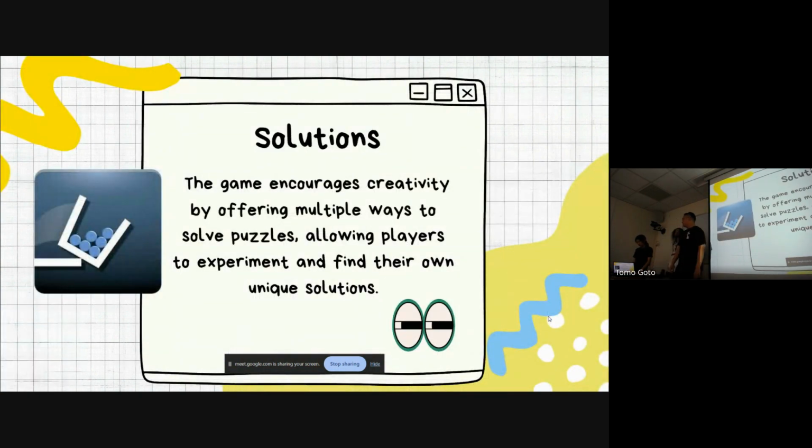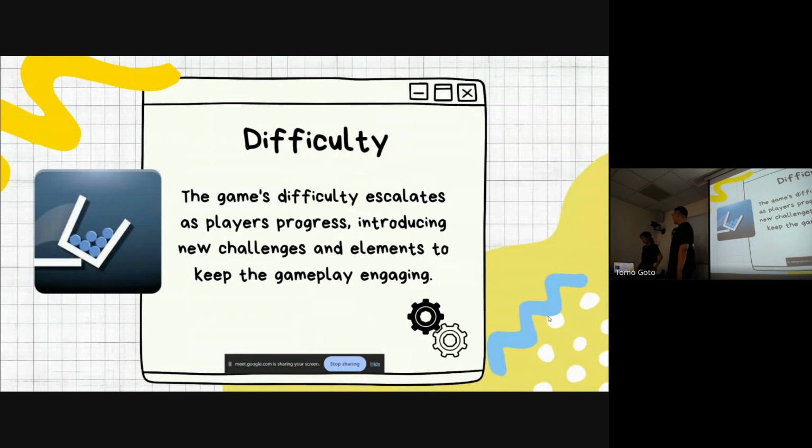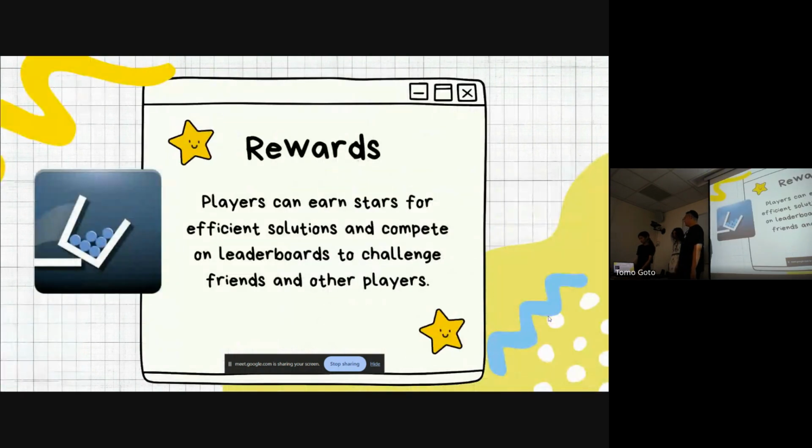Next is the solutions. The game encourages creativity by offering multiple ways to solve puzzles, allowing players to experiment and find their own unique solutions. In each level, there are many ways to solve the puzzle itself. And then the difficulty. The game's difficulty escalates as the player progresses through each level, introducing new challenges and elements to keep the gameplay engaging. And then rewards. If you are very competitive, players can earn stars for efficient solutions and compete on leaderboards to challenge friends and other players.